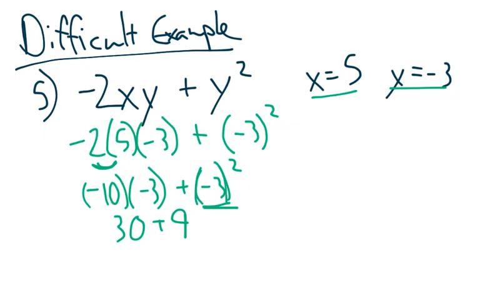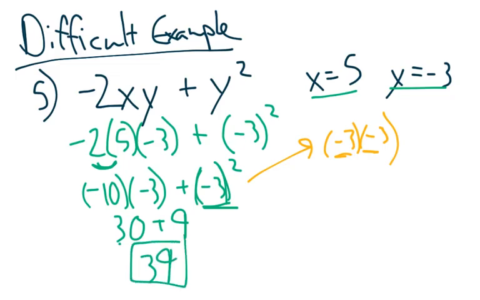So remember what's happening over here is -3 times -3. Exponents are repeated multiplication. You're repeating the -3, not just the 3. All right, back to my green. 30 plus 9, 39, and there we go.